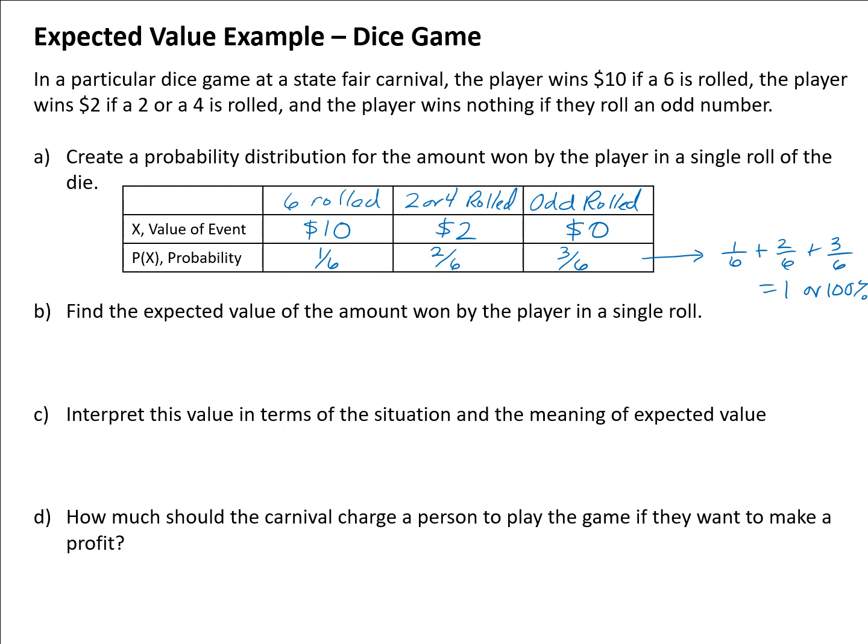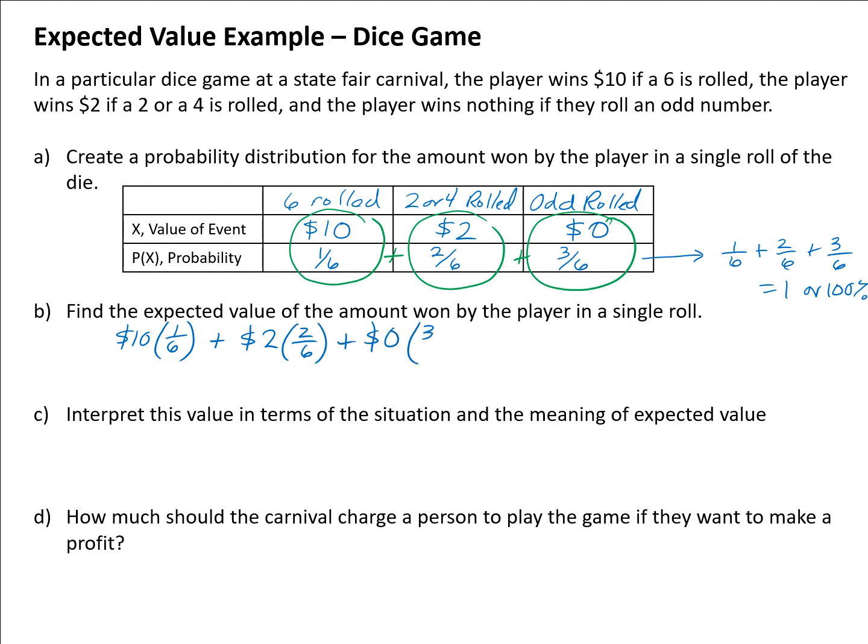Now to find the expected value, I'm going to take the value of the event and multiply it by its corresponding probability for each event that could happen. Then I'm going to add them up. Because you've organized this into a table, it makes it a little bit easier to see what you're calculating with. I'm going to take $10 times 1/6 plus $2 times 2/6 plus $0 times 3/6. If you want to do this piecemeal, do the multiplication first, then add up your values. But if you have a scientific calculator, you can enter the whole thing in at once. And that's what I'm going to do.